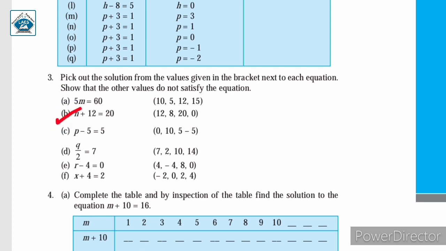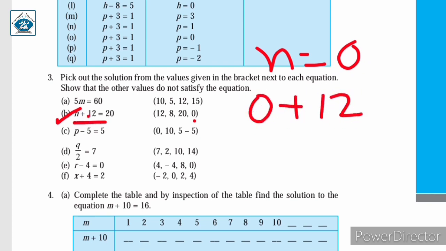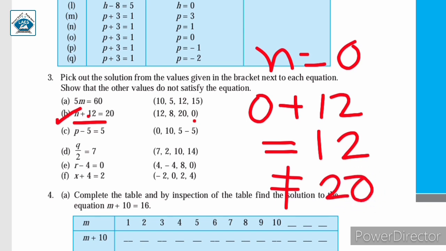So in the B part, one value is left out, 0. So when n is equal to 0, this will become 0 plus 12. We know that 0 added to anything, we get the same number. So this is equal to 12 itself. Here the RHS is 20, but we are getting 12, which is not equal to 20. Therefore, n is equal to 0 is not a solution because it does not satisfy the equation.